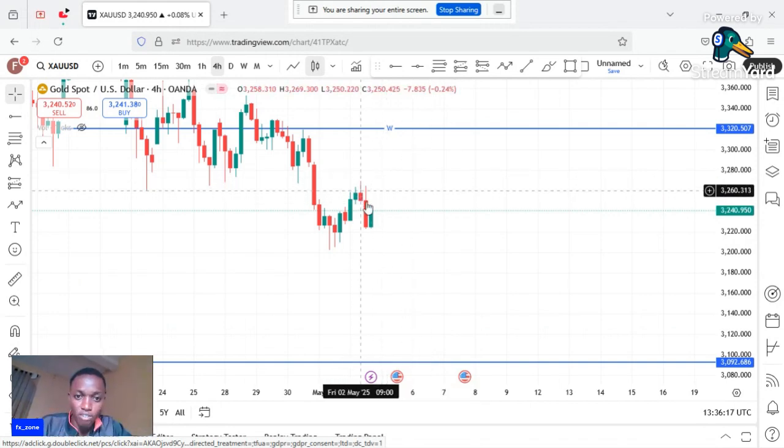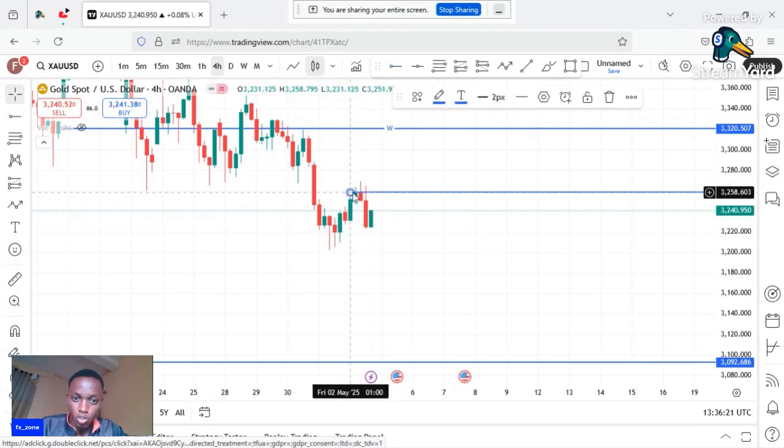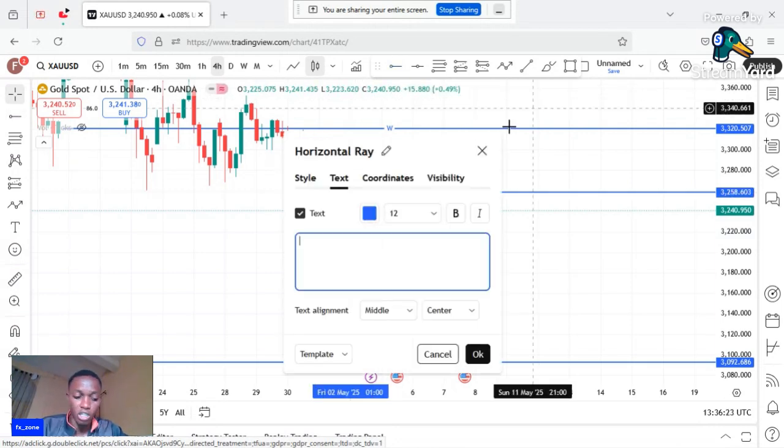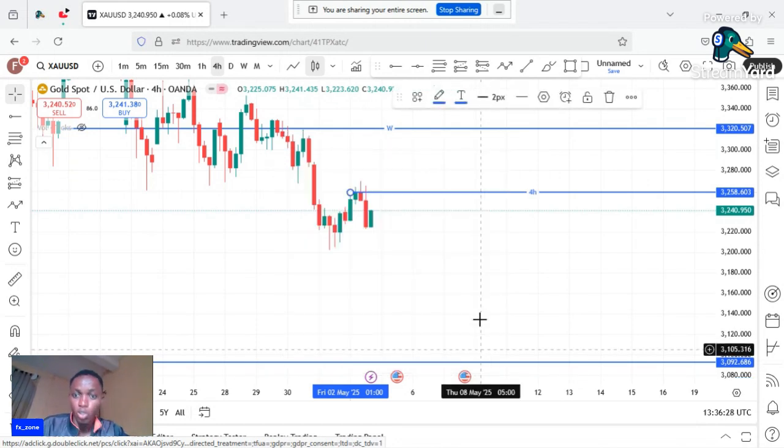So we have a high here. Remember, two candles closing direction, we can call it a high. So I'll drop this here. I'm going to name it 4 hours, so we know it's on the first time frame.